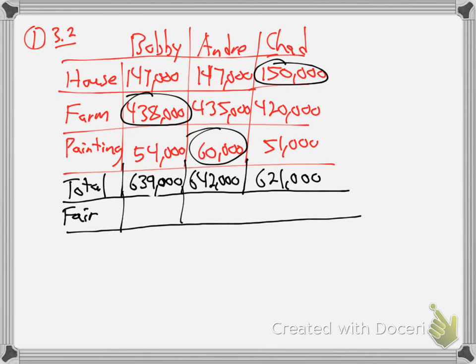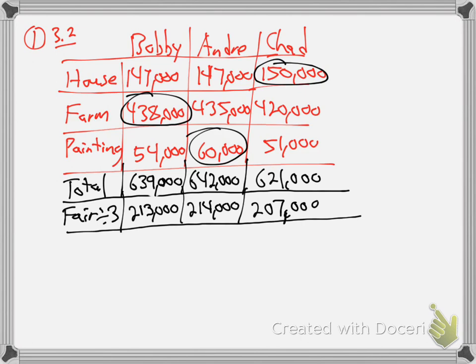amount. And that means dividing by 3, because we have 3 people. You always divide by the number of people, because that's a fair share. So I divided each of those by 3, and we got 213,000, 214,000, and 207,000, which would be a fair share for each of those 3 people. Remember that? It's making sense.